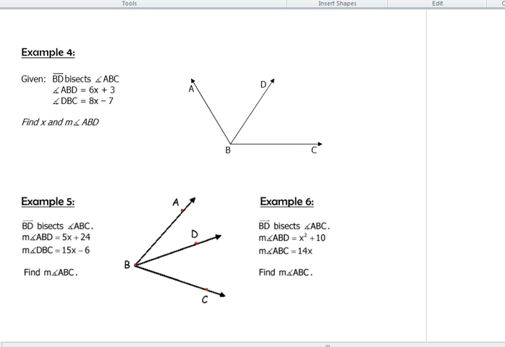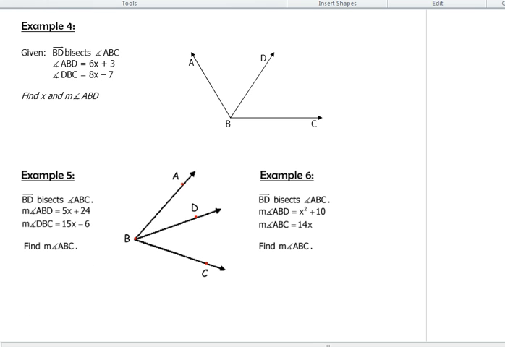So looking at a couple of examples, there's a bunch on here. Example 4, BD bisects ABC. Right off the bat, that tells you it's cutting it into two equal parts. Let's erase that bad arc. I wouldn't put one big arc because it's going to look like just one big arc. Make it two separate ones so you know that those two angles are congruent. ABD is 6x plus 3, DBC is 8x minus 7. Find x and then find ABD.